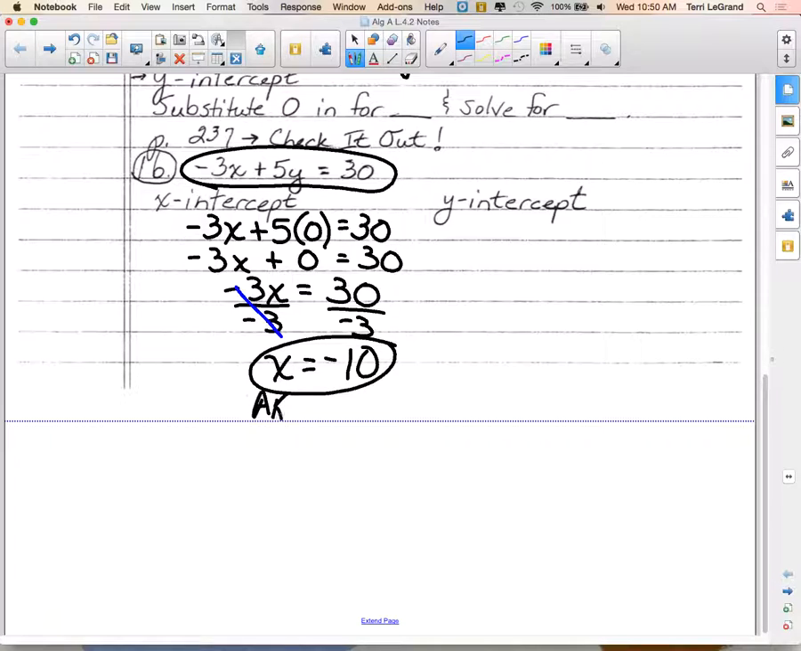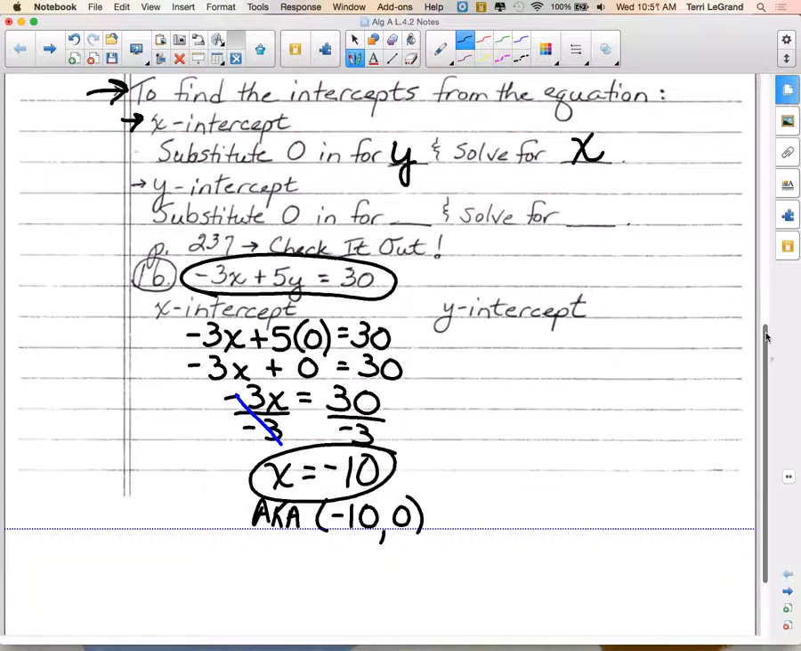AKA, where would that point be on the graph? Negative 10, 0. Thank you, Samuel. Negative 10, 0. AKA, the x-intercept is ordered pair negative 10, 0, or also known as x equals negative 10. Okay, now let's go figure out how we find the y-intercept next.